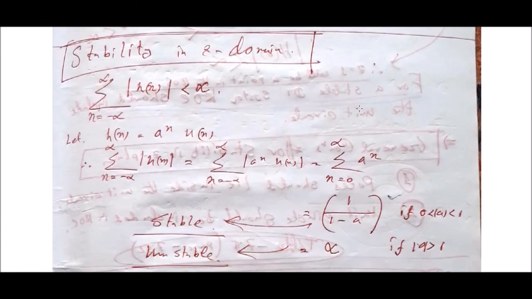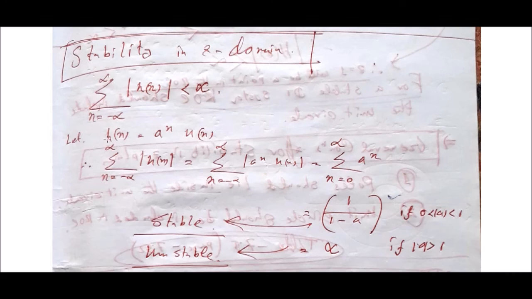Next is the stability in the Z domain. In the time domain, I have already discussed in my earlier lecture that BIBO stability, or bounded input bounded output stability, was defined as follows: any system is bounded input bounded output if and only if the summation from minus infinity to plus infinity of the modulus of h(n), that means the impulse response, is less than infinity. Okay, and you have to find the same condition for the Z domain also.